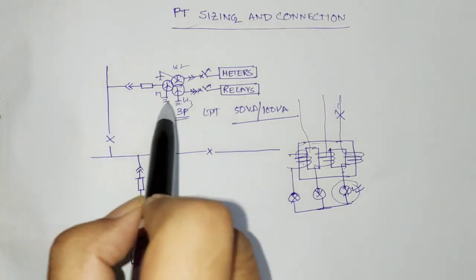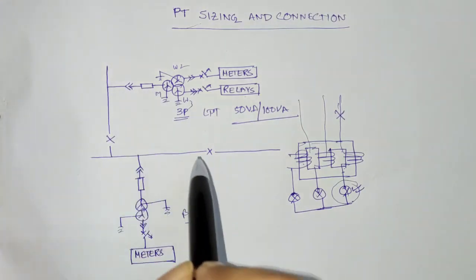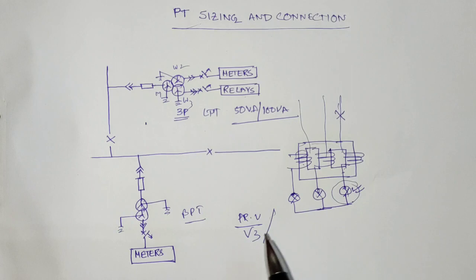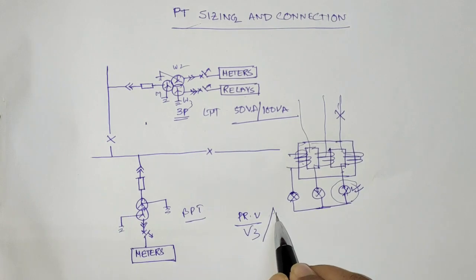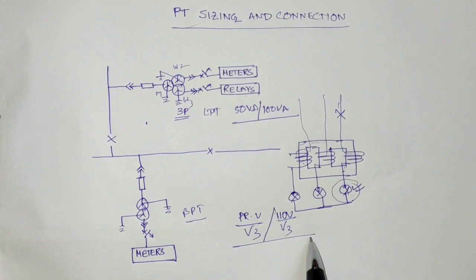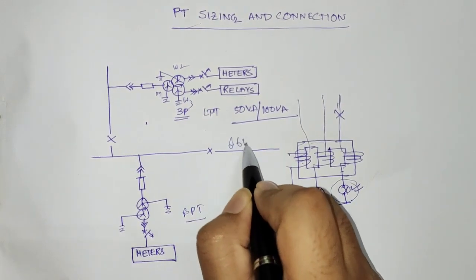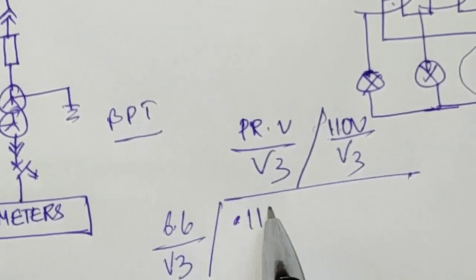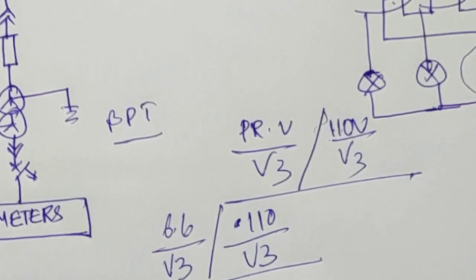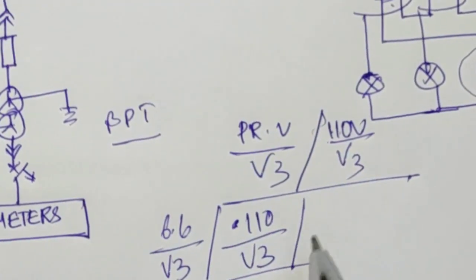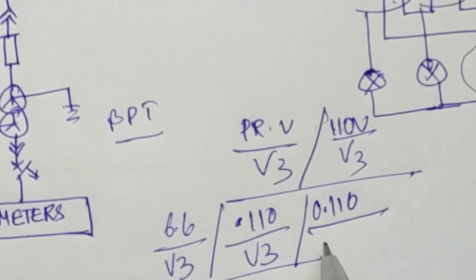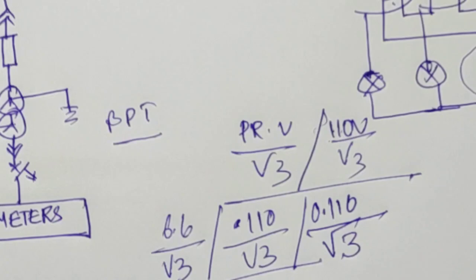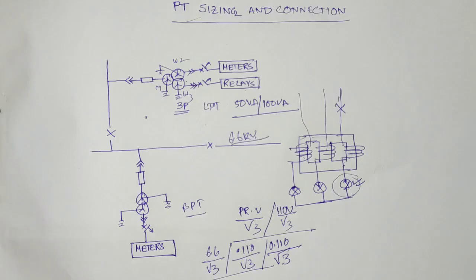Now for protecting the PT, we need to give a fuse at the primary. Now what will be the rating of the PT? The PT ratings are represented as primary voltage by √3 by 110 volt by √3. Suppose this bus is a 6.6 kV bus, so your PT rating will be 6.6 kV by √3 by 0.110 kV by √3. So this will be your PT. Now this is a 3-winding PT, so here you will have another winding, that is another 0.110 by √3. So this is how the PT ratings are selected.